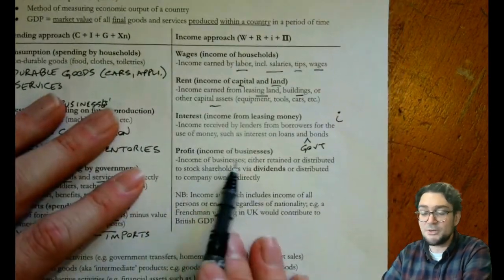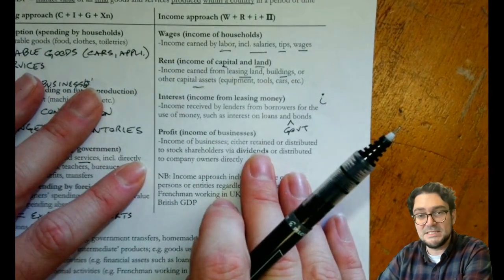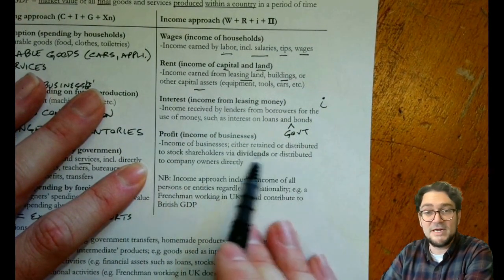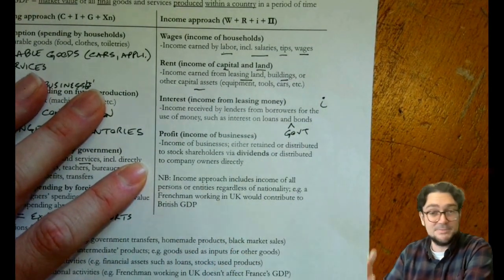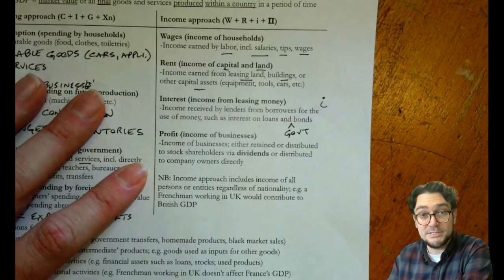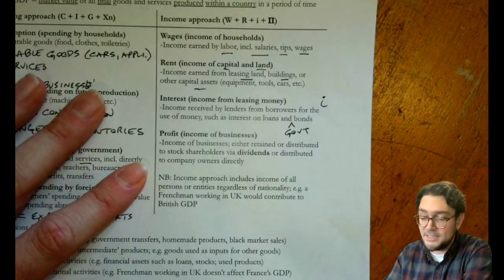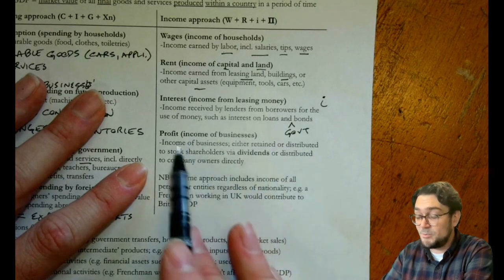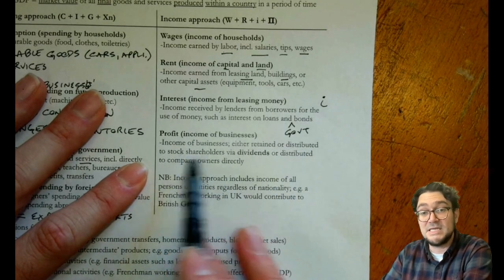And then the last category is called profit. And this would be the income of businesses. Now, businesses earn income in a variety of ways, and sometimes they retain it. Sometimes they just hold on to the cash. It still counts. It's still income, even if it hasn't yet flowed back to the households, because it eventually might, right? It also could be income, a profit that's been distributed, right, to the stock shareholders.